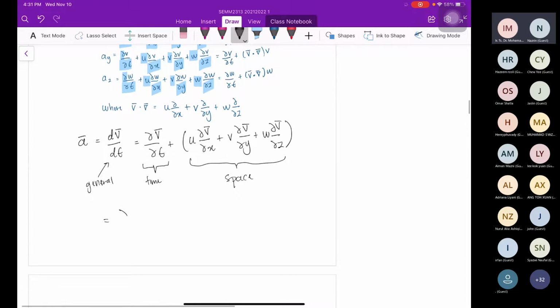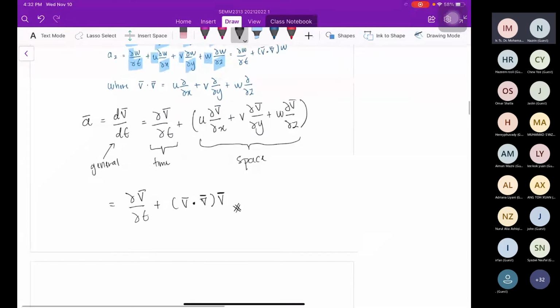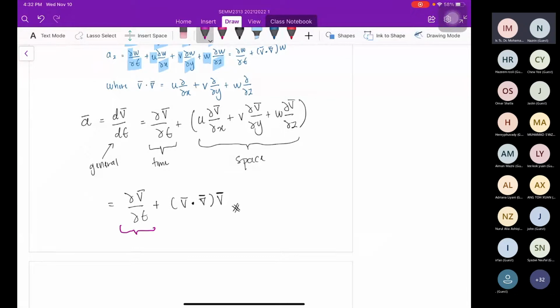Basically, we can simplify. V average multiplied with this is a dot product, yeah. Remember dot product: when you have a multiplication with the parallel, the same direction, it gives you the value. Multiplication with the perpendicular direction gives you 0. This is just to show you. This is time, and this is the space.